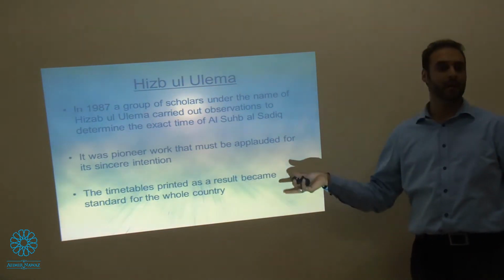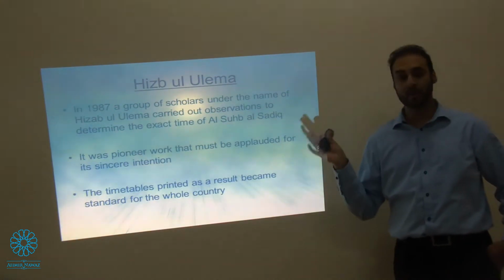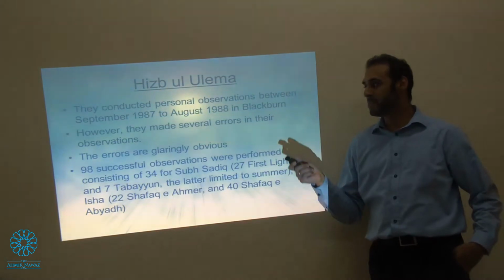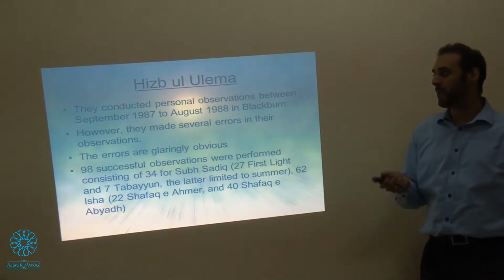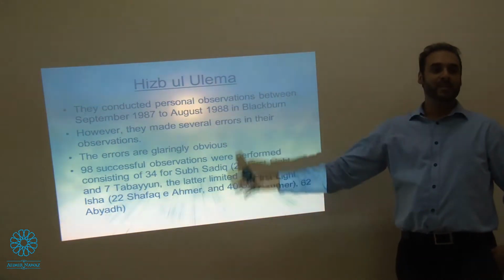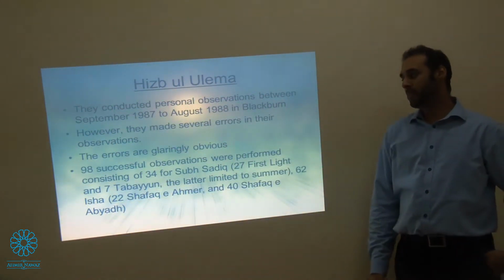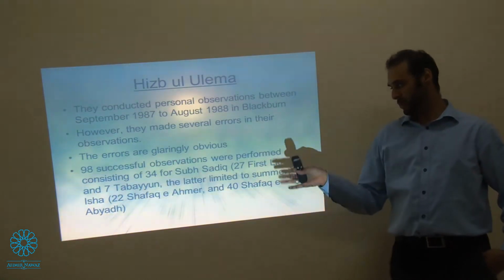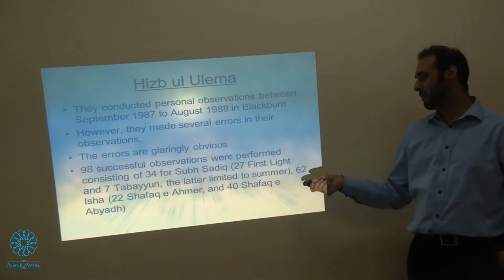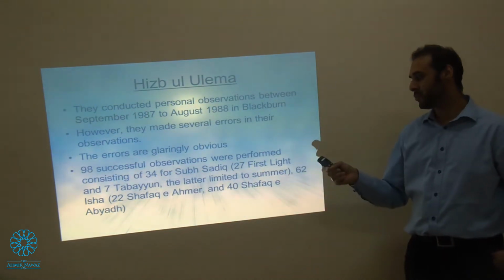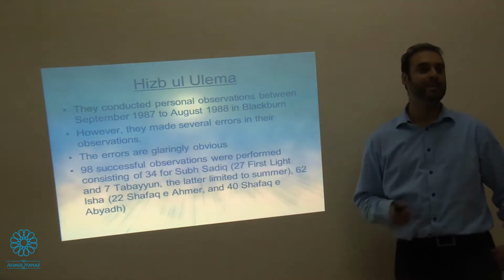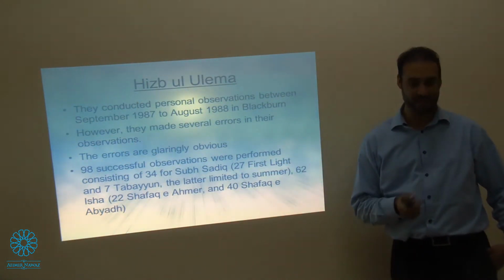The times, again, like I said, these times have been used for the whole country. They conducted personal observations between September 87 and August 88 in Blackburn. However, they made several errors. First of all, only 97 successful observations were performed, consisting of 34 for Subh Sadiq, 27 for first light and Subh Kadhib, the latter limited to summer, 62 for Isha, 22 for Shafaq Ahmar, and 40 Shafaq Abyad. So for the whole year, only 98 successful observations.